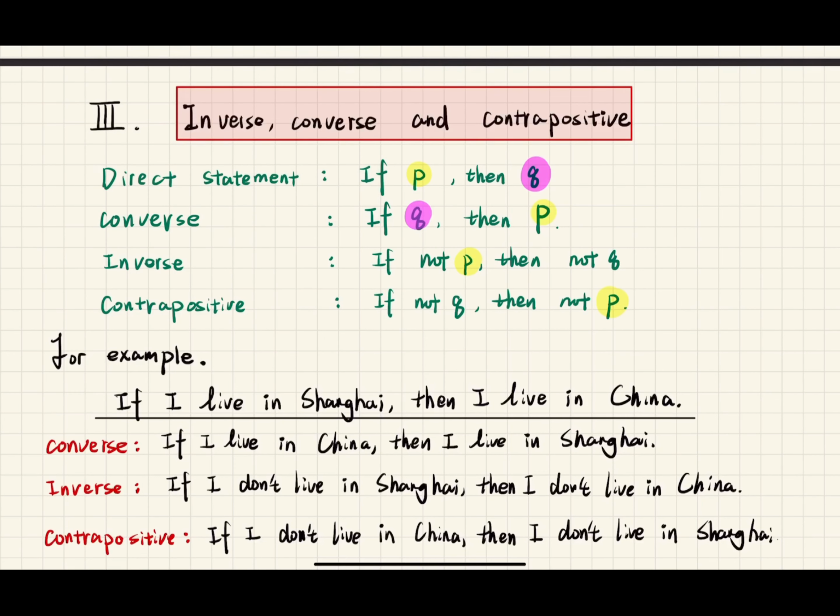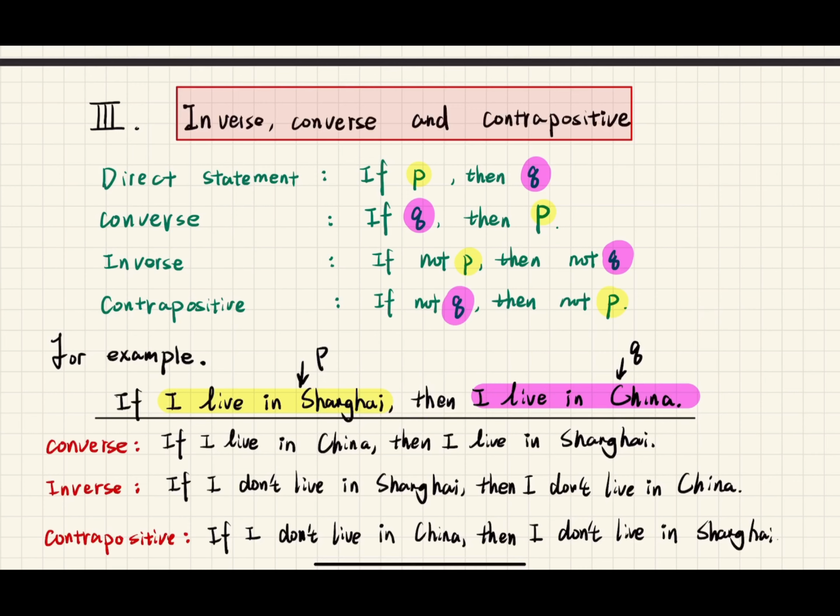Make this one more intuitive, and the Q in purple, right? So for example, if I live in Shanghai, then I live in China. There is no problem with this statement, right? So we consider "I live in China" is Q, and "I live in Shanghai" is P. Actually, it doesn't matter, right? So we're gonna change it into 3 other forms, right?